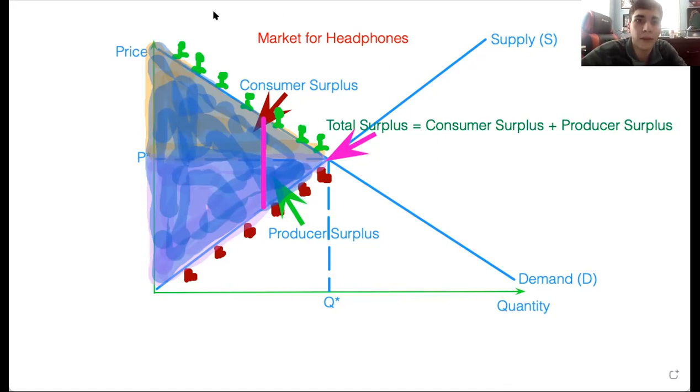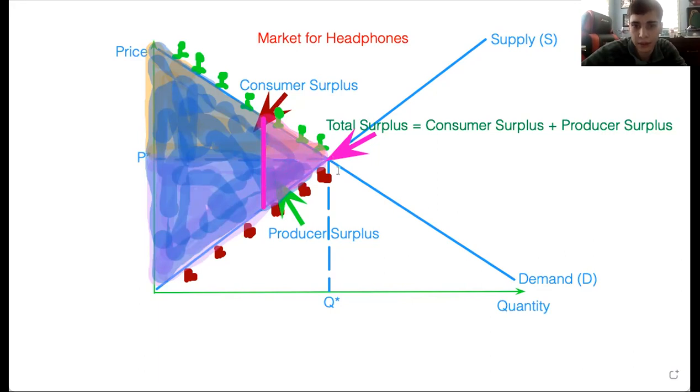And here I'm going to graphically mark it up. We'll make it pink. So this area would then become deadweight loss because nobody's wanting to purchase these headphones. They think that they cost too much.